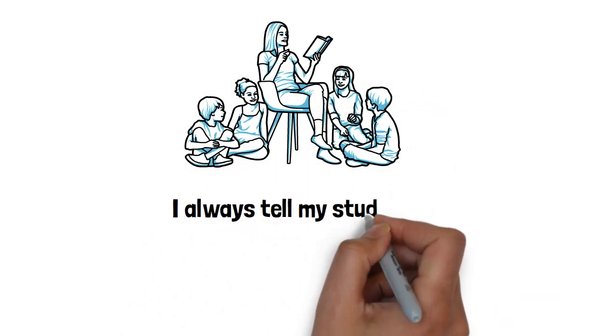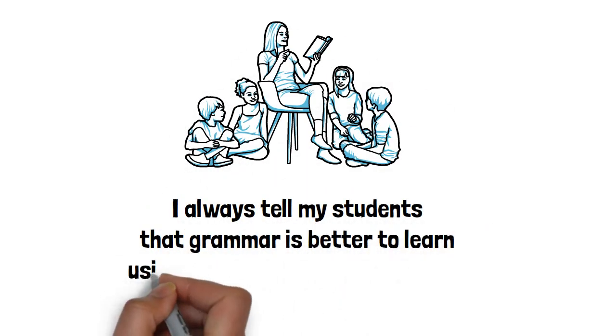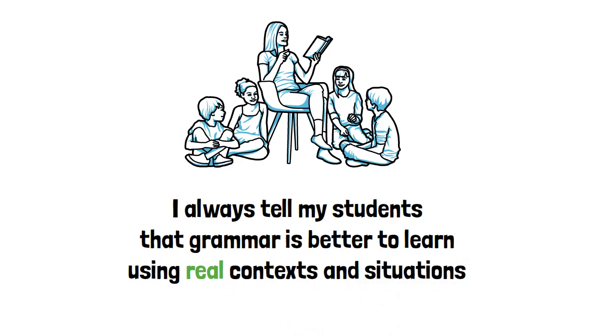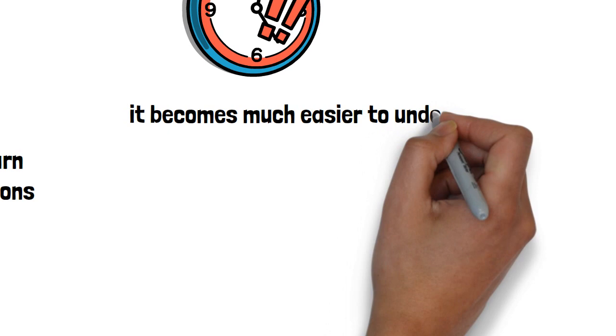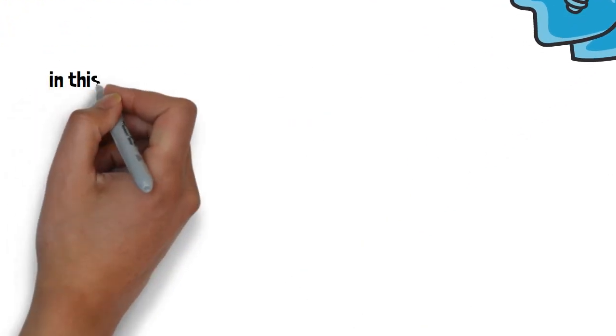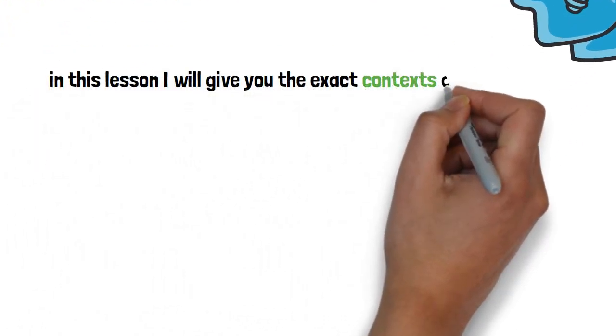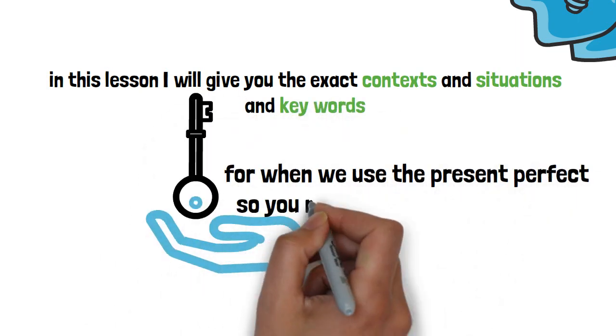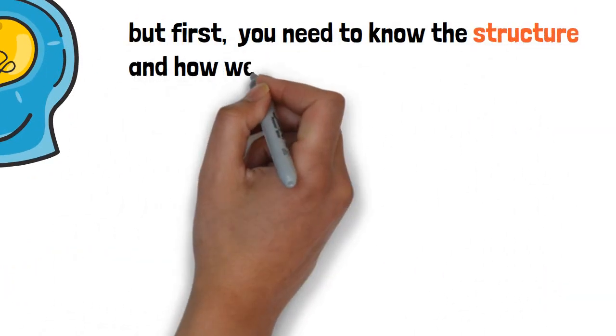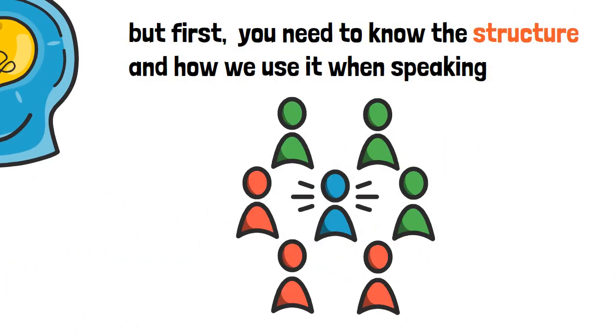I always tell my students that grammar is better to learn using real contexts and situations. So if you know when we use tenses, it becomes much easier to understand. In this lesson, I will give you the exact contexts and situations and key words for when we use the present perfect, so you never have to worry again. But first, you need to know the structure and how we use it when speaking.